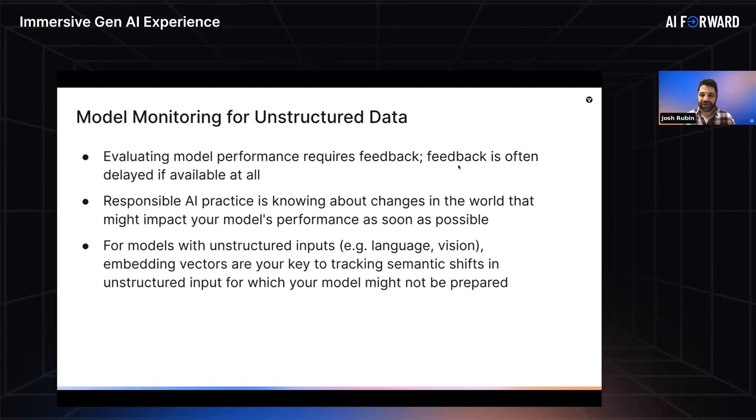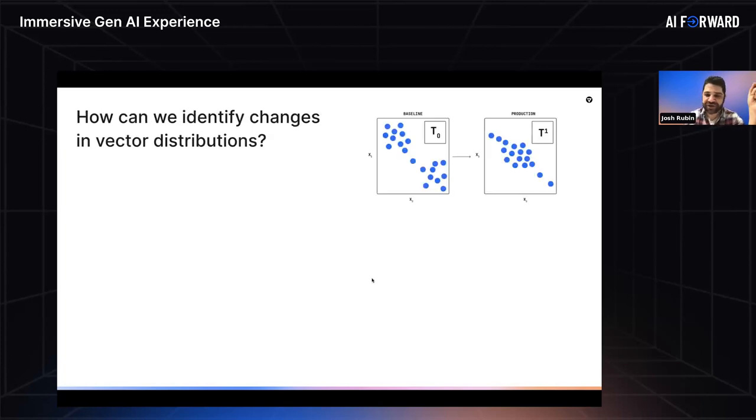Because otherwise you're potentially leaving revenue on the table, or your model might be doing something mission critical, and underperforming could be dangerous. For models with unstructured inputs, the embedding vectors, as I've talked about, are your key to tracking semantic shifts for which your model might not be prepared. And so let me describe to you quickly the vector monitoring approach that Fiddler uses. In your own applications, you could implement something similar.